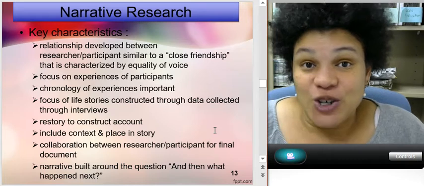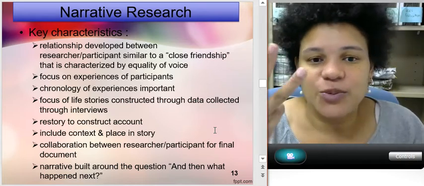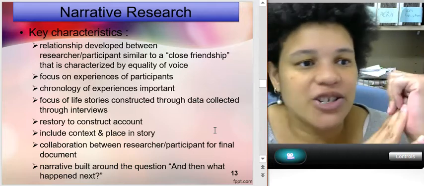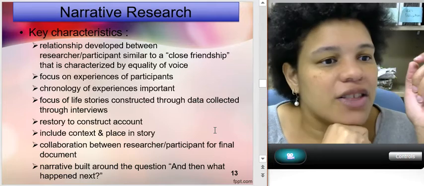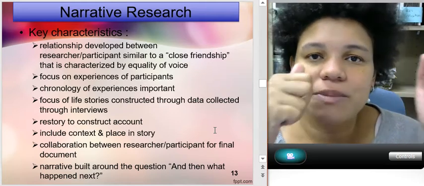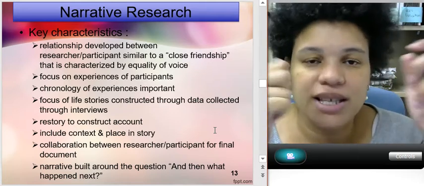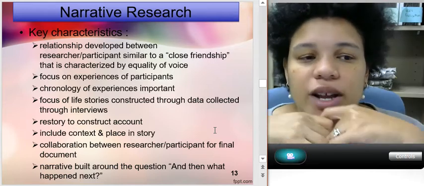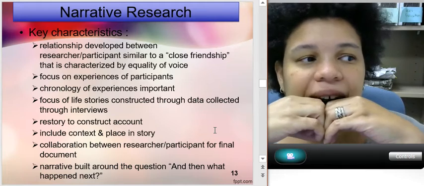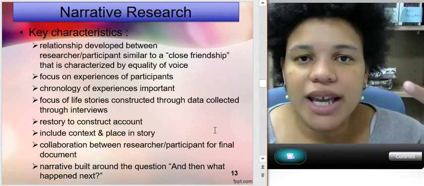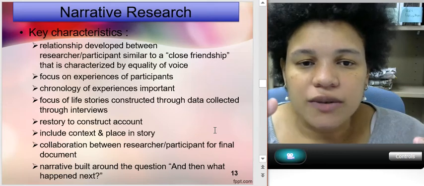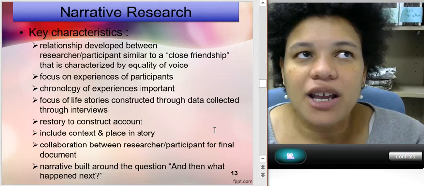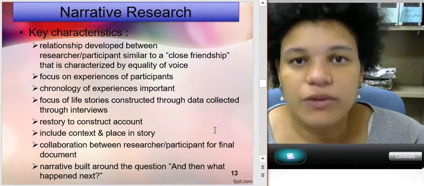Okay, narrative research. Key characteristics. So this is the third one. We had ethnography, phenomenology, and now we've got narrative research. Key characteristics: there's a relationship developed between the researcher and the participant, similar to a close friendship, and it's characterized by an equality of voice, right? So I'm going in to learn from you, about you. And I think of it as like the role of a biographer, right?